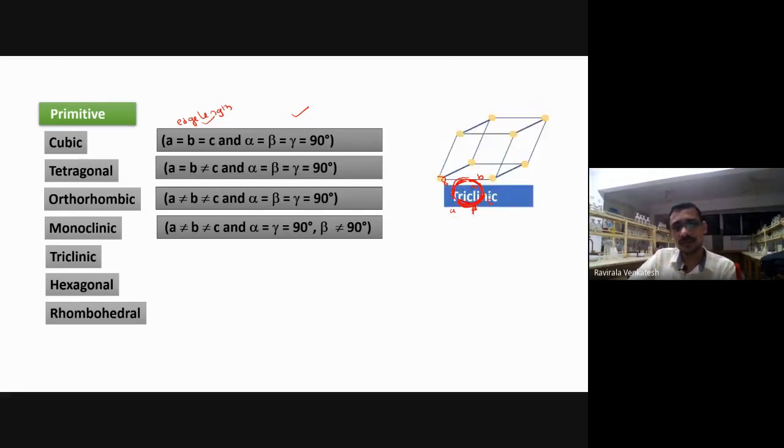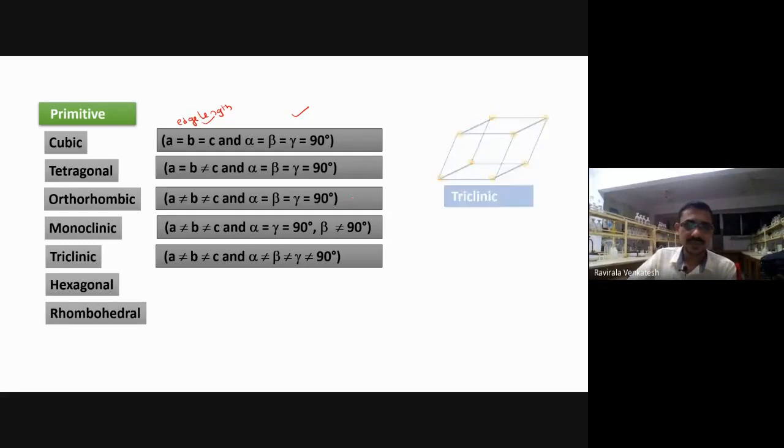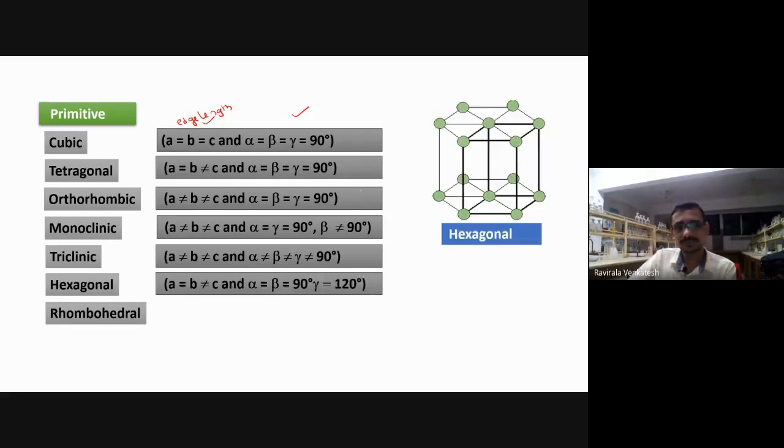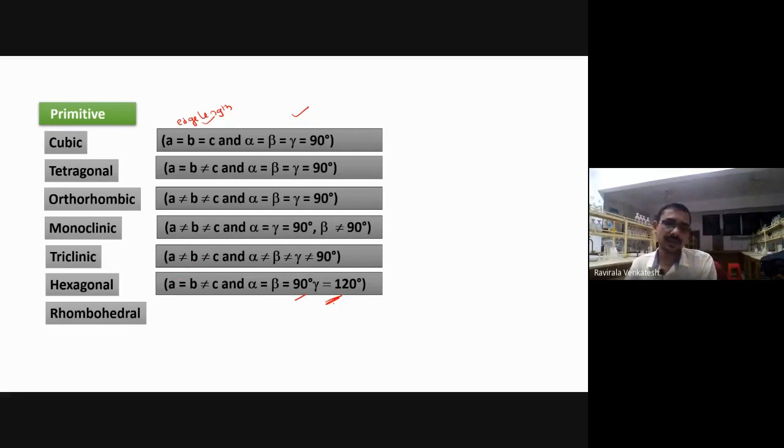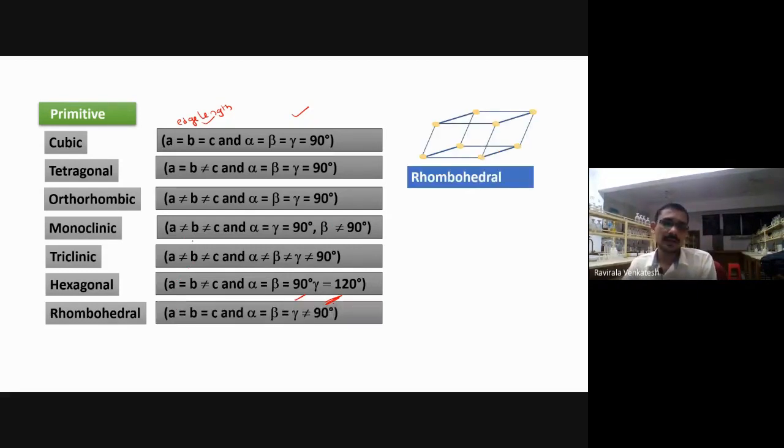Triclinic: a, b, c, alpha, beta, gamma, all are different. Hexagonal: alpha and beta are 90 degrees, and gamma is 120 degrees, with a equal to b but b not equal to c. Finally, rhombohedral: a, b, c are the same, but alpha, beta, gamma are not equal to 90 degrees.